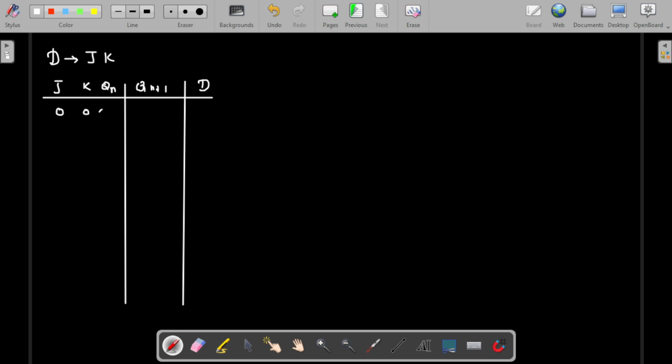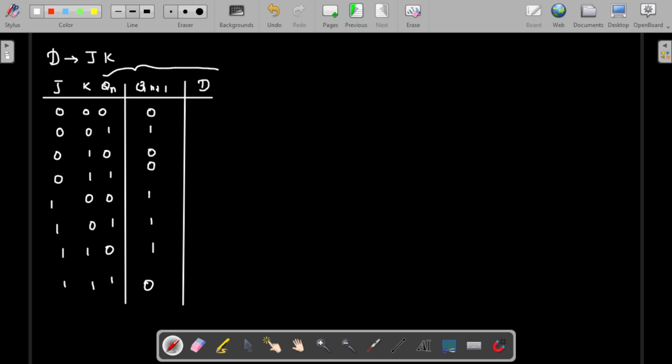If you write it 0 0 0, 0 0 1, 0 1 0, 0 1 1, 1 0 0, 1 0 1, 1 1 0, 1 1 1. The D column here would be 0 1 0 0, then 1 1 1 and 0. So the excitation table that we get here is that whenever the same input is there, the D will also be the same. Whenever there is a change in input, then that changes. Similarly, the Qn will be the same as D: 0 0 1 1 1 0.